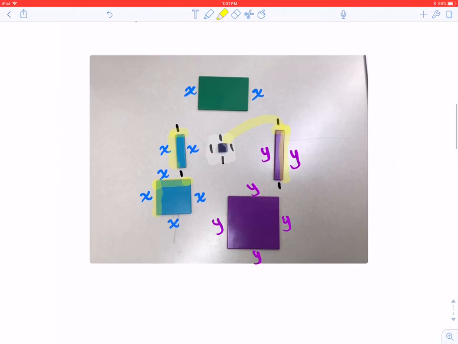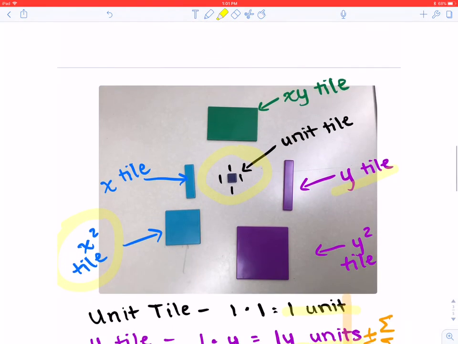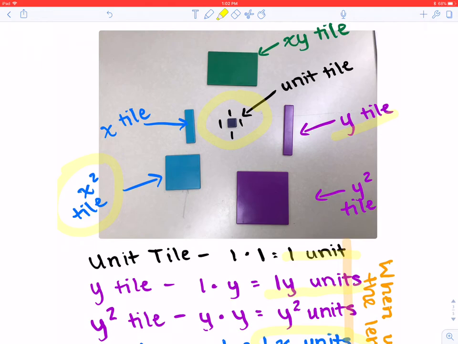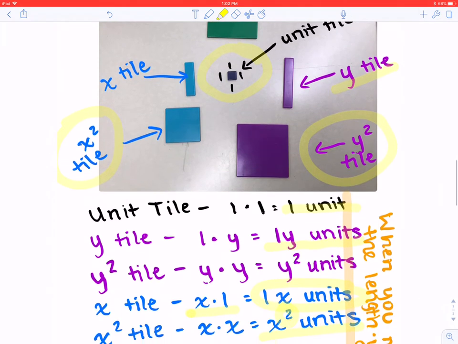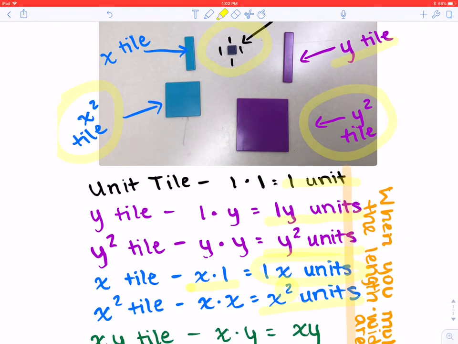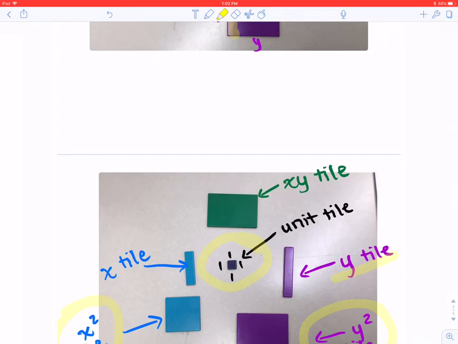All right, what about this one? We have Y by Y. Well, when we multiply a letter to itself, we get Y squared. So this is our Y squared tile. It's Y squared units. And the last tile we're going to look at is this one.